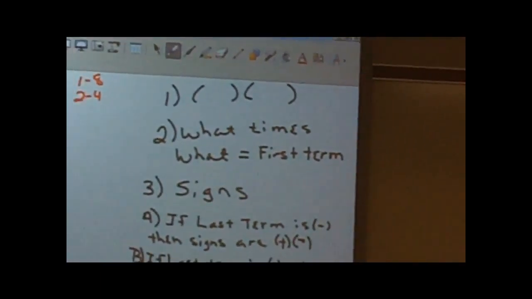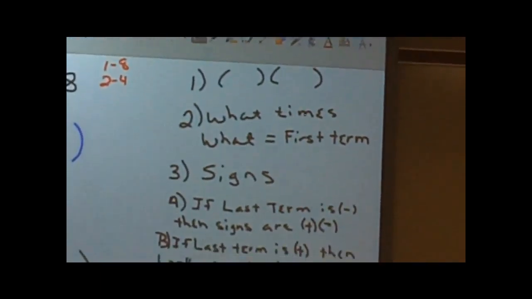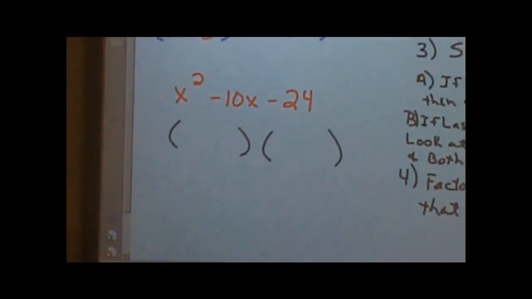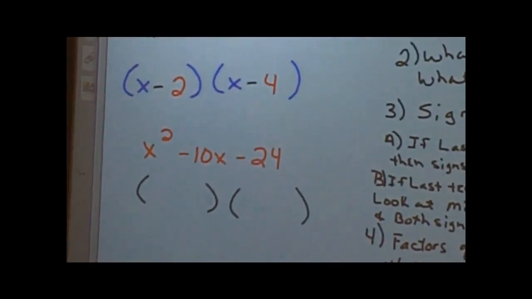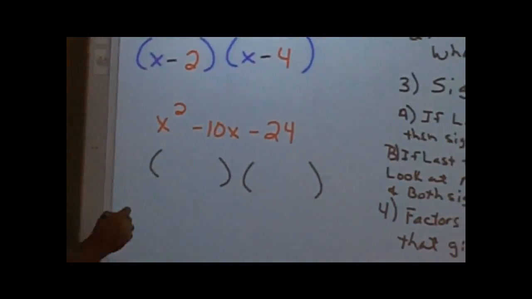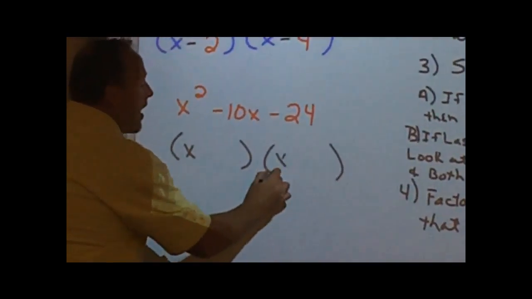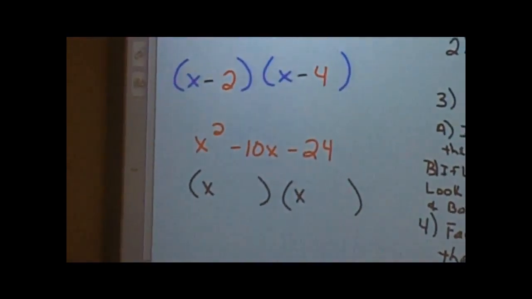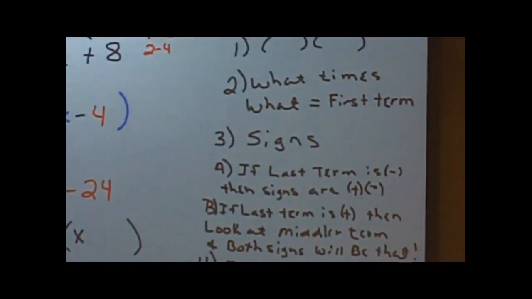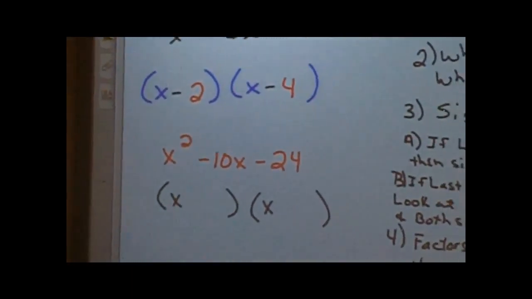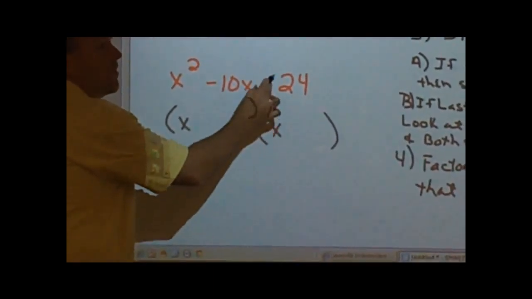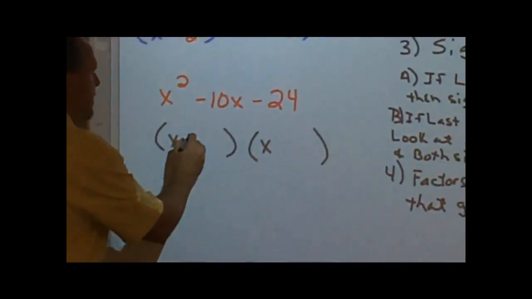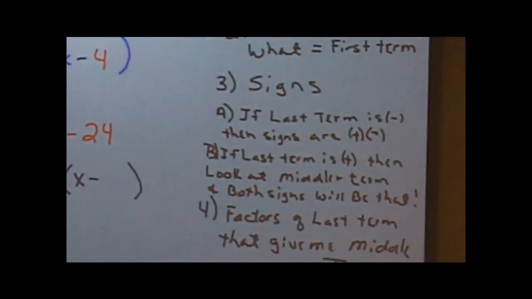Alright, so here we go. My second step, I'm asking myself, what times what gives me my first term? What times what gives me x squared? X and x. Okay? My third step is the most important step. What are my signs? I look at my middle term. It's negative, and my last term is negative. Plus and minus. My signs will be opposite.